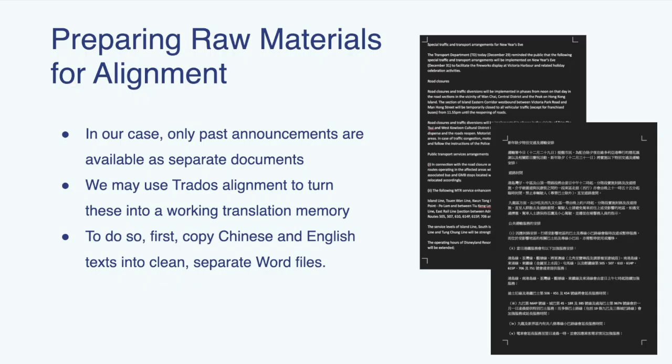But in this case, we'll keep it simple. Just copy and paste the Chinese and English versions into two separate Microsoft Word documents. Try to keep the formatting clean, no headers, footers, or extra spacing, just plain text, ideally with one sentence per line. This will make the alignment process much smoother and more accurate.